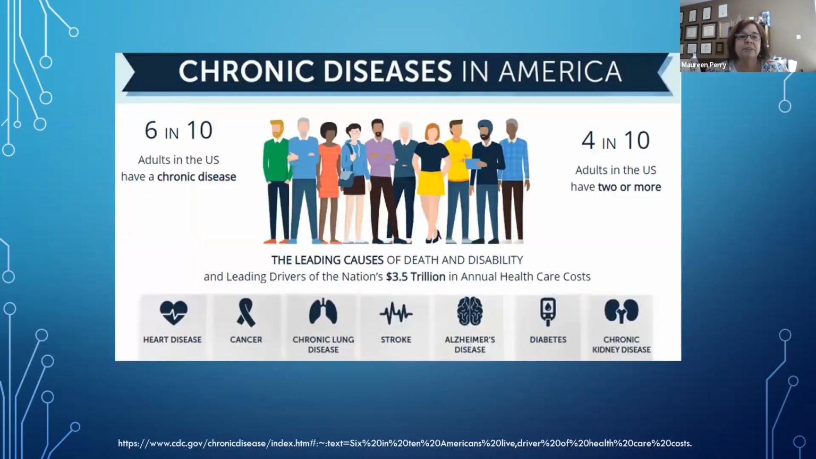Chronic diseases: 6 in 10 adults have a chronic disease in the United States, so that's more than half. For those of you doing the math in your head, that's a lot of people, right? And 4 in 10 adults in the US have 2 or more chronic diseases. And so we look down at the bottom and we see things that often go together, right? We see things like heart disease, stroke, kidney disease, diabetes. You often see those all together, chronic lung disease, cancer.